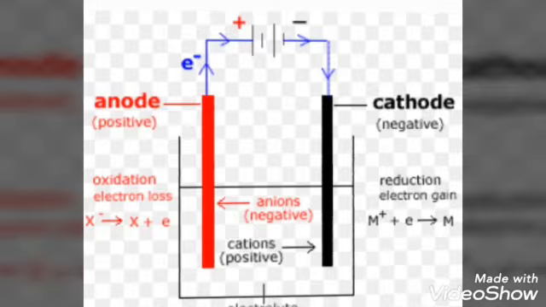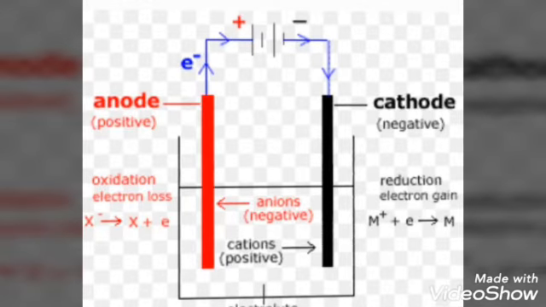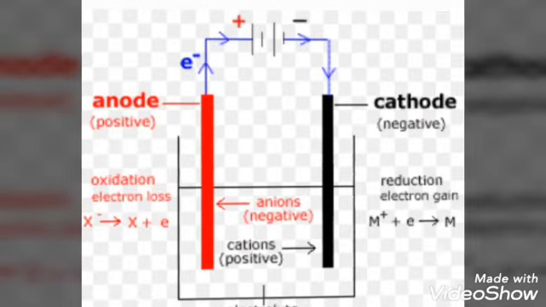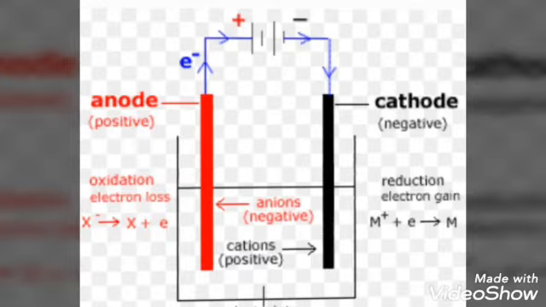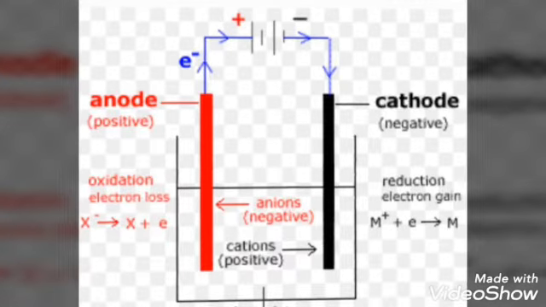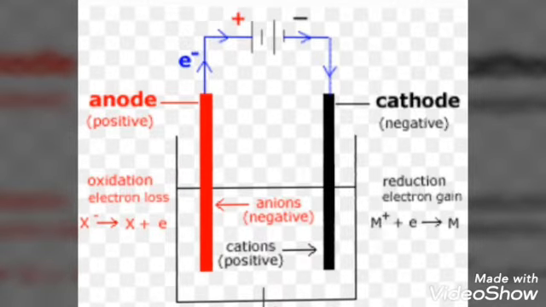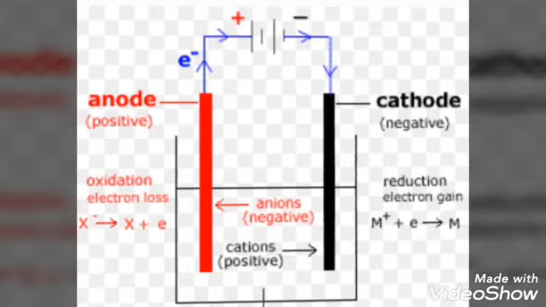On passing electric current, the ions of the electrolyte move towards opposite electrodes and get discharged there. The ions present in the electrolyte are cations and anions. Cations move towards cathode and anions move towards anode because opposite charges attract each other. At anode, oxidation takes place, and at cathode, reduction takes place.